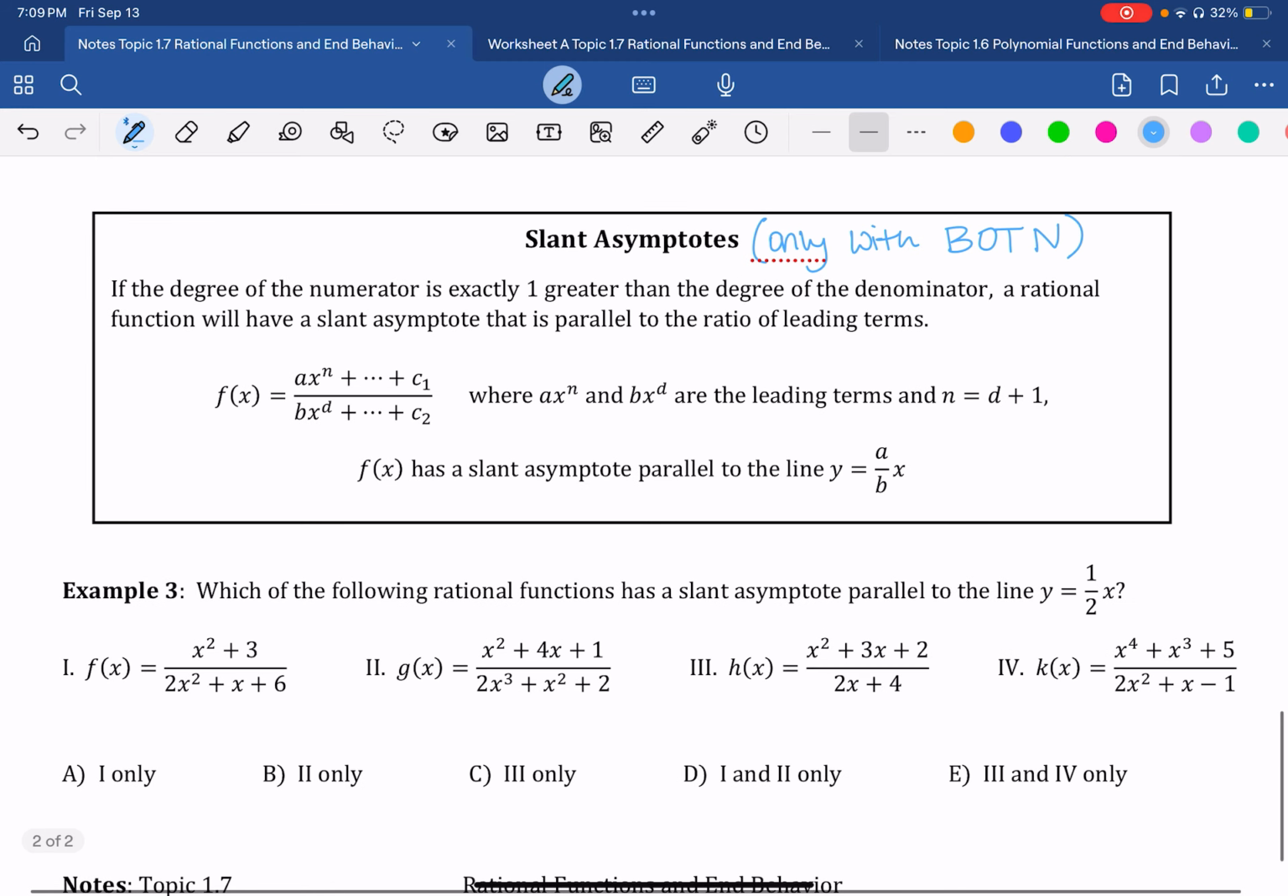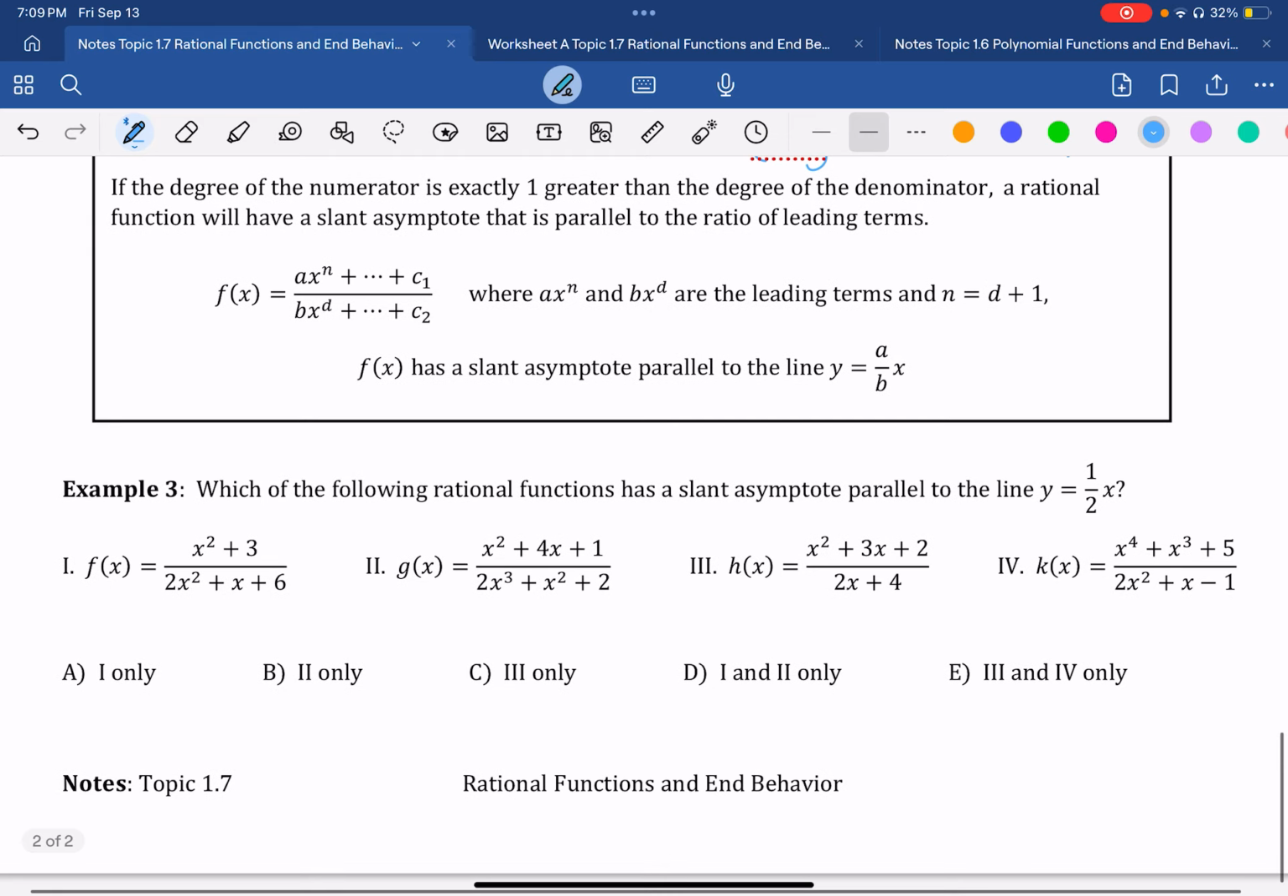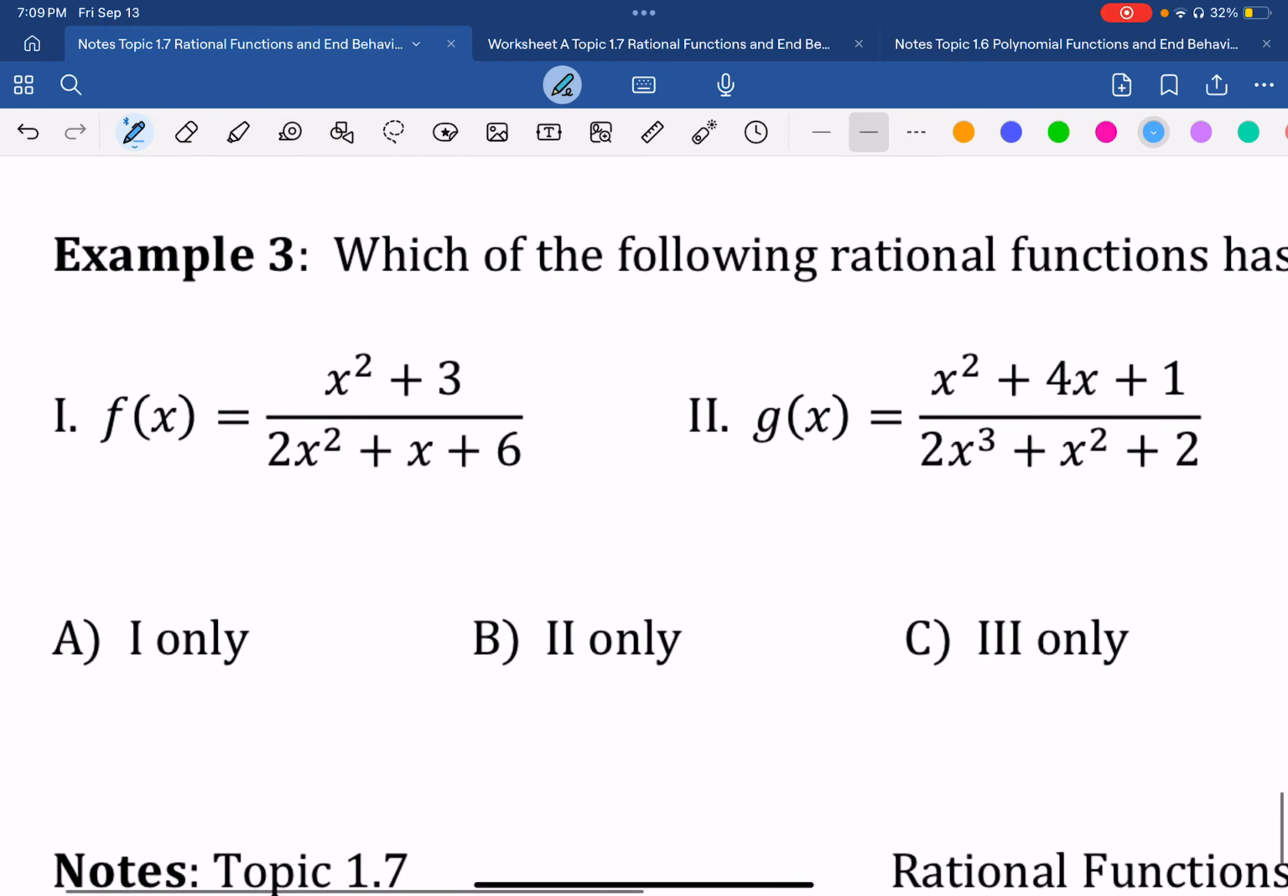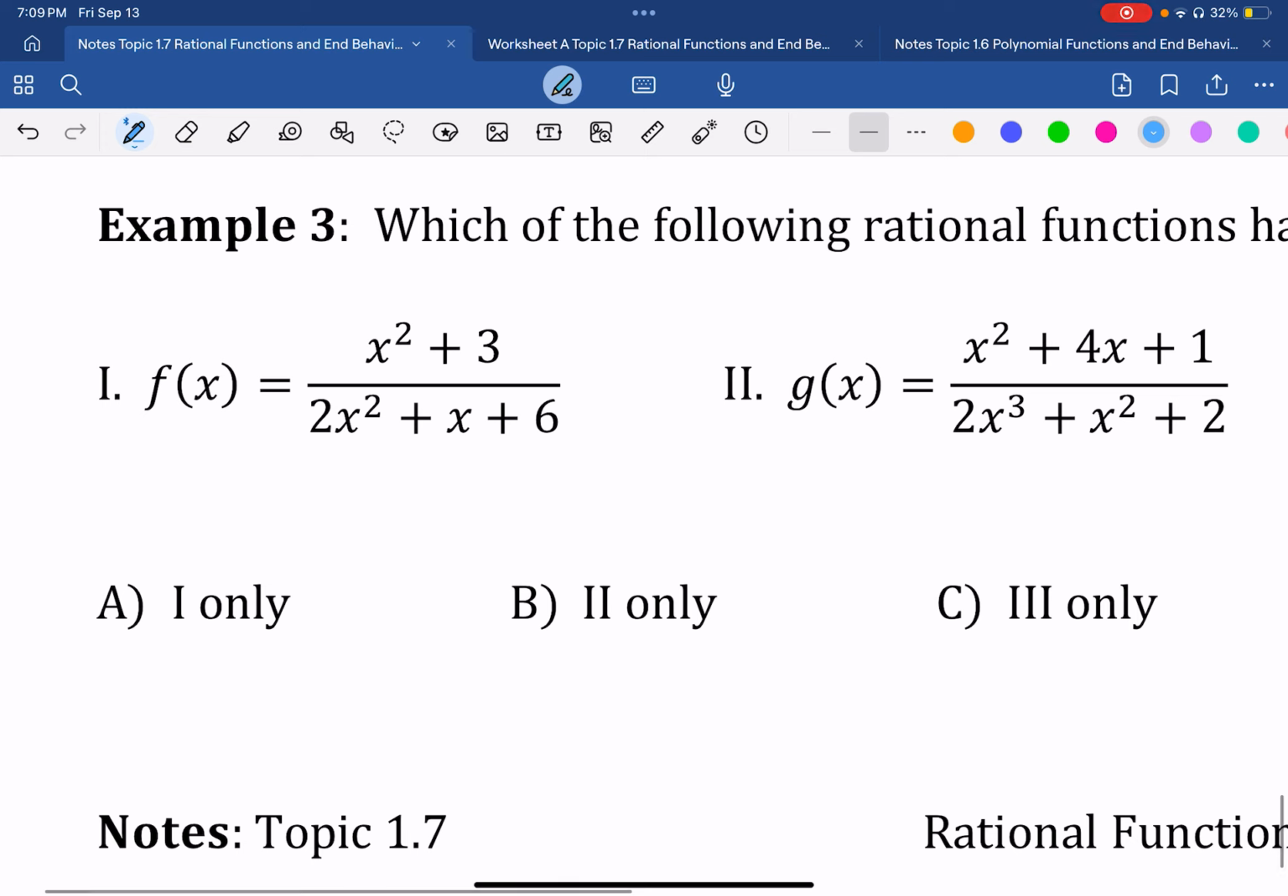Okay, I know that slant asymptotes only occur with bigger on top cases. So what I'm going to do is go through here and figure out if they're BOBO, BOTN, or EDC. Okay, so we have x squared plus 3x to the power of 0 divided by 2x squared plus x to the power of 1 plus 6 times x to the power of 0. The leading term is x squared and 2x squared in the denominator. If I look at the degrees, they are both degree 2. So this one is EDC.